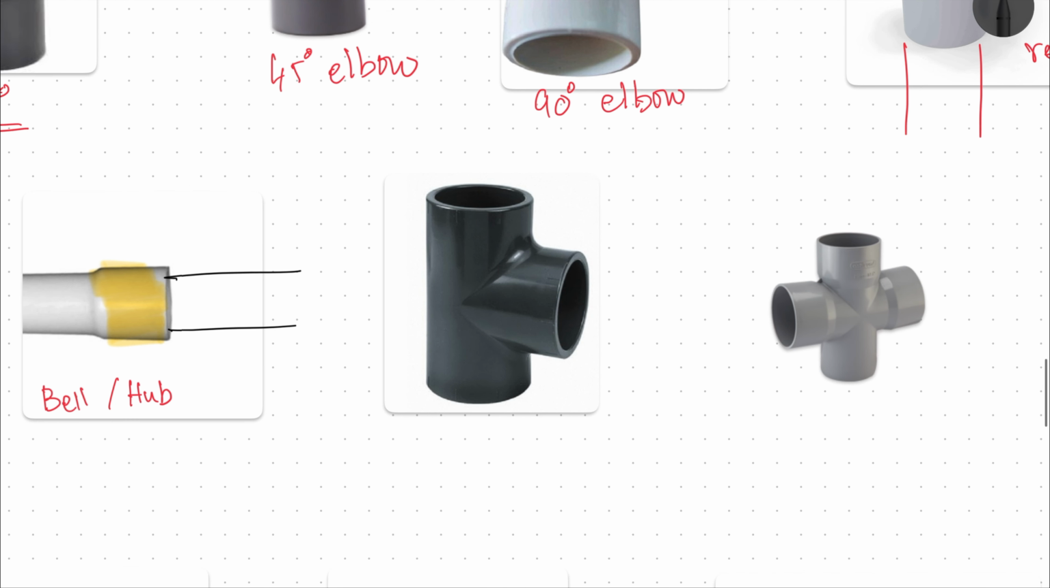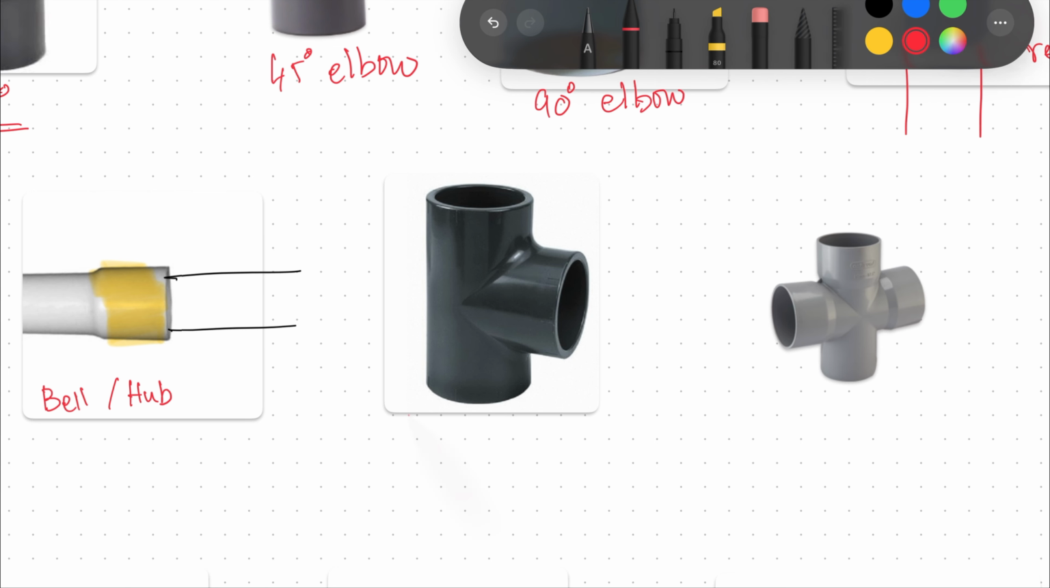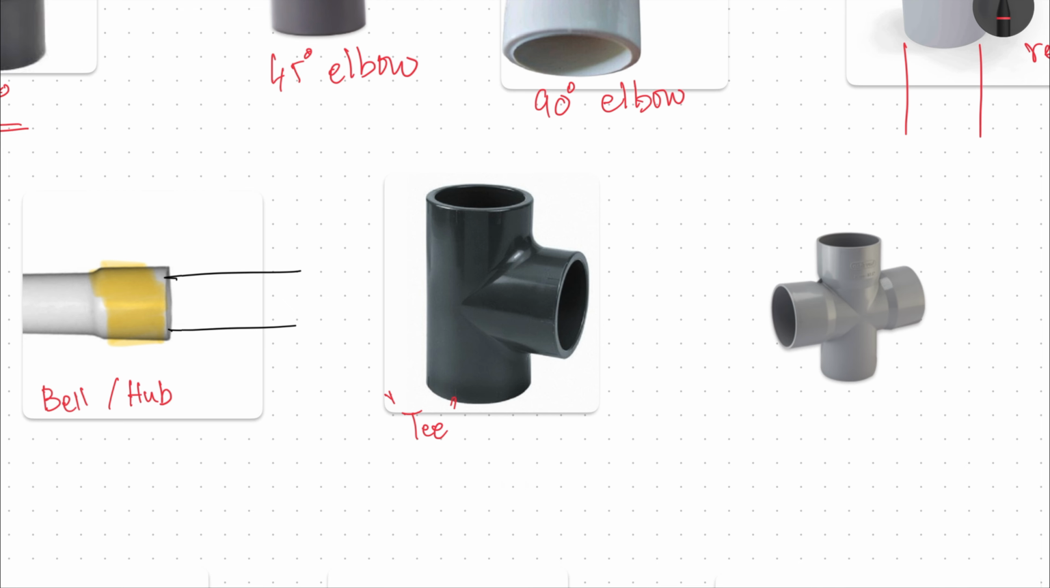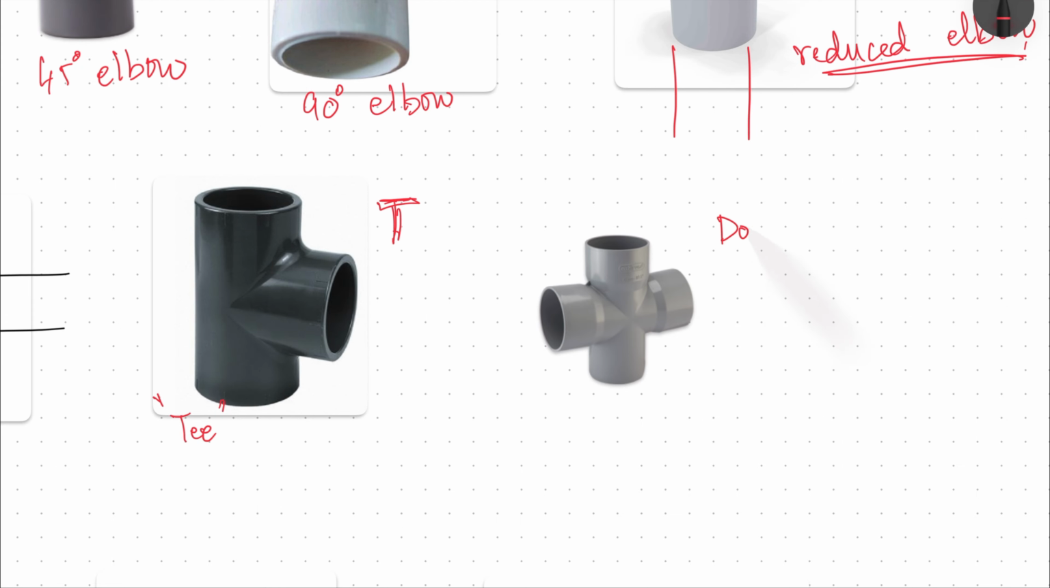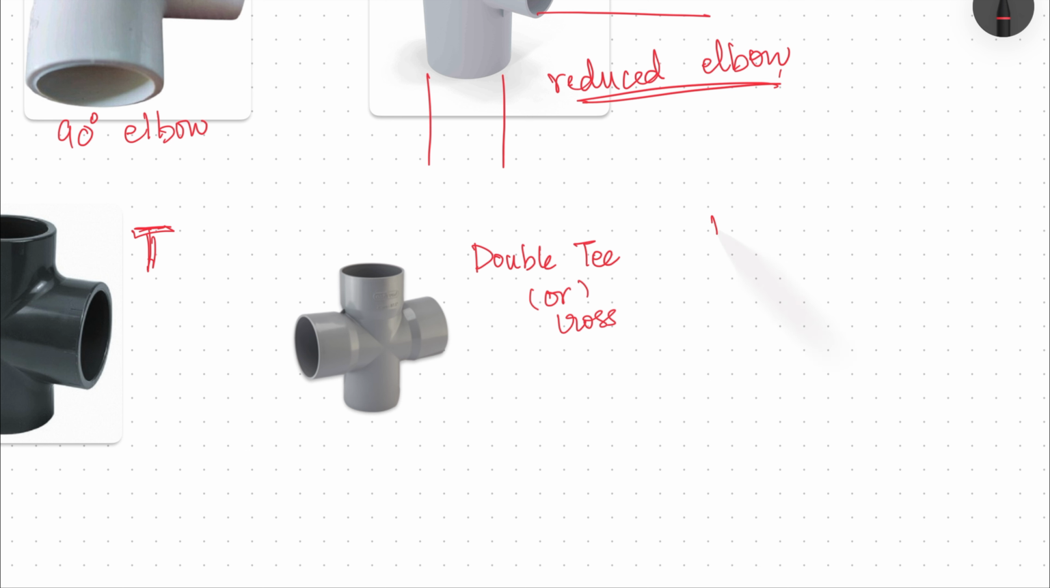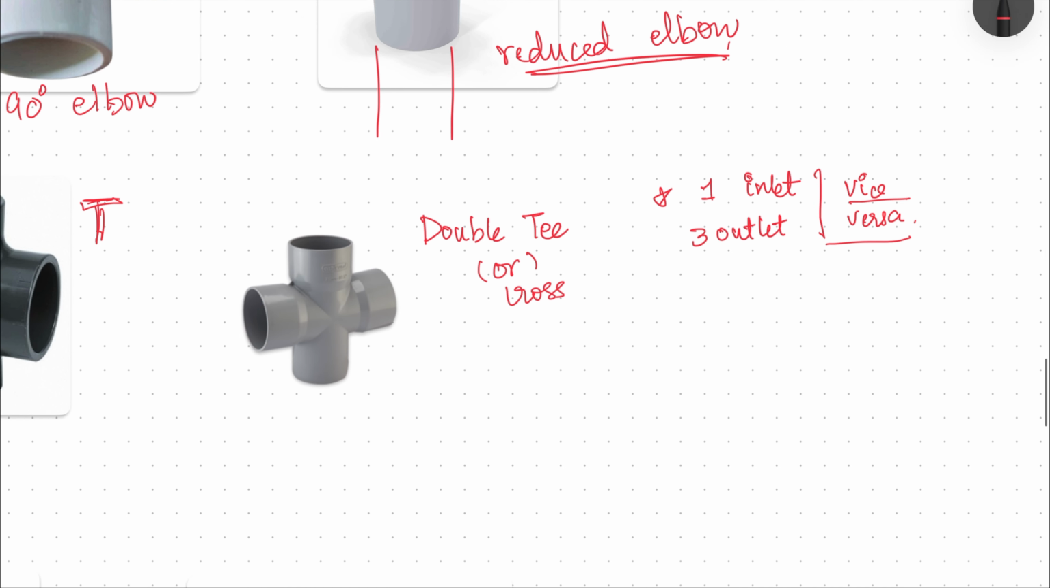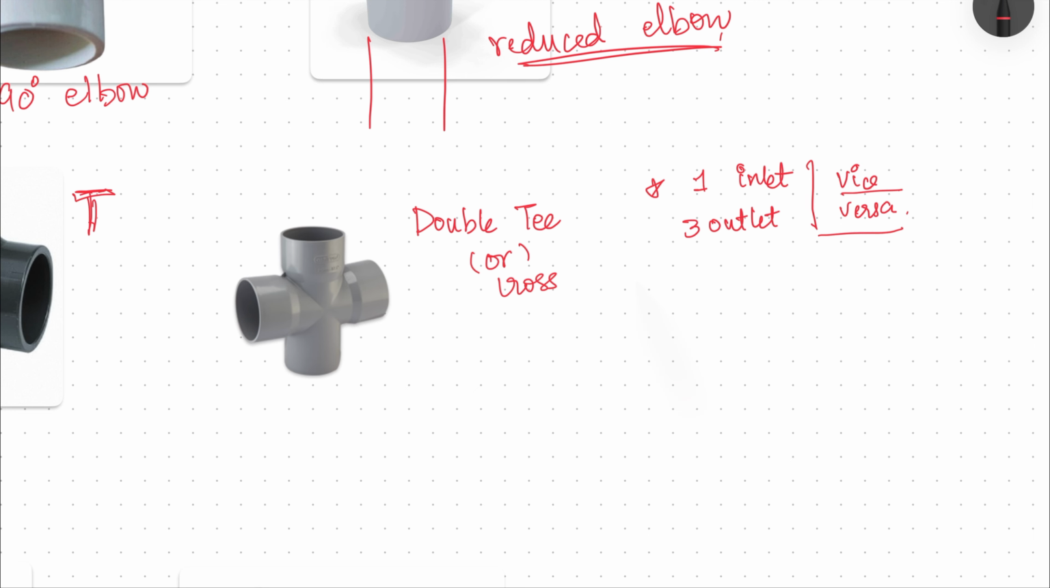Then you have this. This is called a T, as in the shape of a T. If you rotate it, you can see it's in the form of a T. This is a double T or cross. In a double T or cross, usually you'll have one inlet and three outlets, or vice versa, which means you'll have one outlet and three inlets. So it can be either this or that. And usually the cross or double T is used in your sprinkler system.